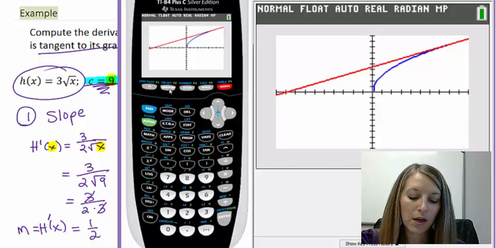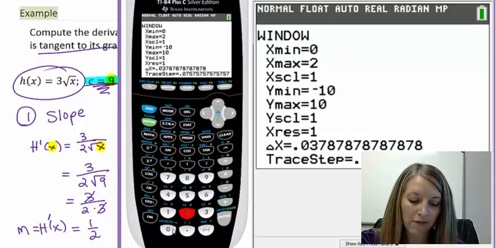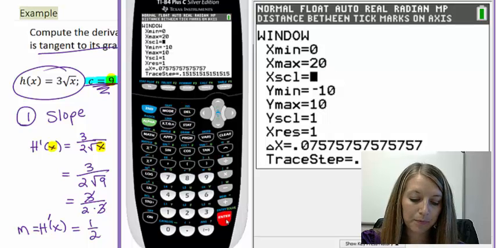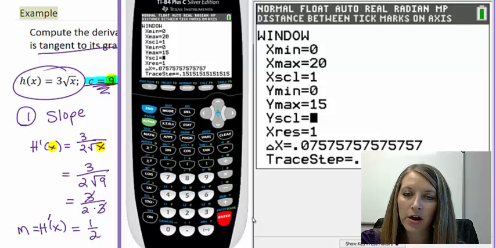That's no big deal. Let me go ahead and focus on just the first quadrant. So my y min was 0, and let me go ahead and extend that out farther. So my x max is doubled to give me 20. Same thing with my y's. Let's keep my y min at 0 to keep me in the first quadrant, and let's just extend my y max to 15. It doesn't need to grow as large because this function doesn't grow very large.